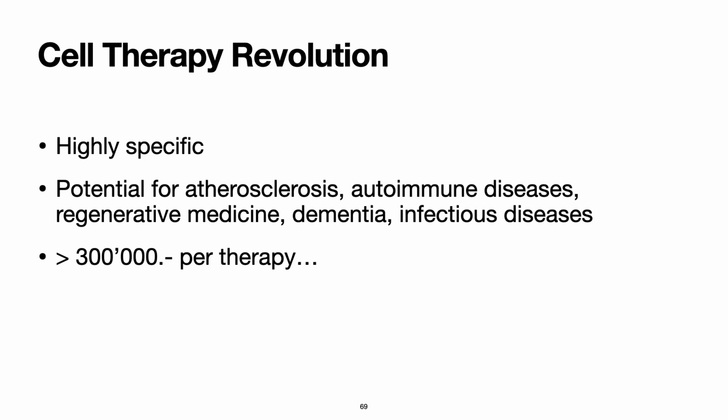But it comes at a cost, because right now it takes several weeks to make a medication, and it's more than $300,000 per therapy. So there's an entire industry that produces these treatments. And again, these are ethical questions. How should you prioritize one patient over the other? What do you do with people that can't pay?